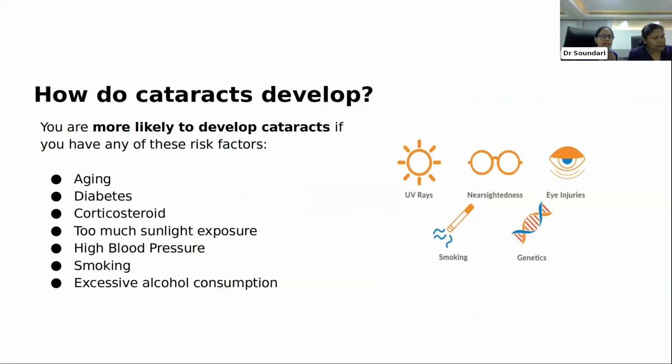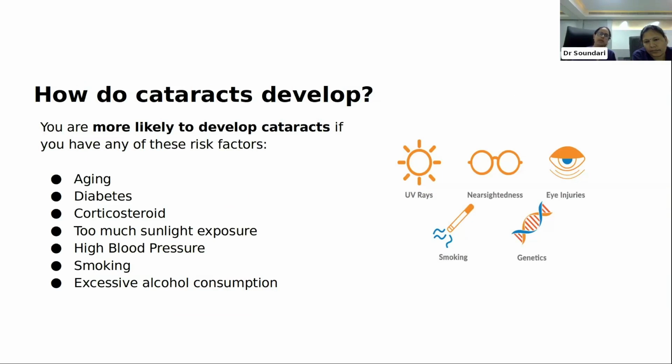How do cataracts develop? Cataract is a normal aging phenomenon. If you see the majority of the patients, it is because of aging. It's like graying of hair. All of us have a lens in our eyes, which is transparent. Whenever we look at an image, light rays pass through the lens and get focused on the retina. That is why we see a clear image. With aging, changes start occurring in the lens and cataracts develop.